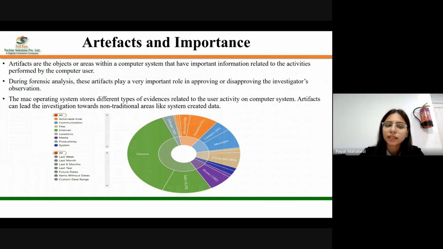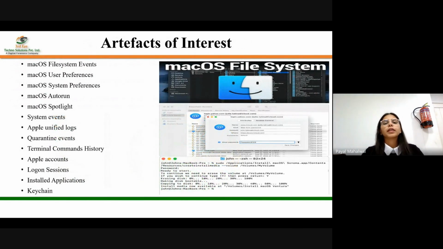The Mac operating system stores different types of evidence-related artifacts in different areas. So we'll be going through all of them one by one. All right. What are Mac OS artifacts? What are the artifacts of interest when we are specifically talking about Mac systems? Mac OS has all these artifacts which are listed down. There are many others, but I have just listed a few of them.